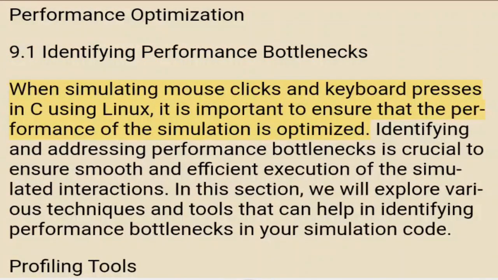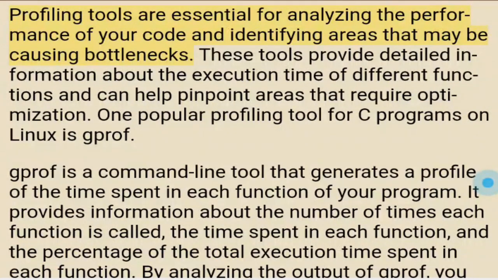When simulating mouse clicks and keyboard presses in C using Linux, it is important to ensure that the performance of the simulation is optimized. Identifying and addressing performance bottlenecks is crucial to ensure smooth and efficient execution of the simulated interactions. In this section, we will explore various techniques and tools that can help in identifying performance bottlenecks in your simulation code.